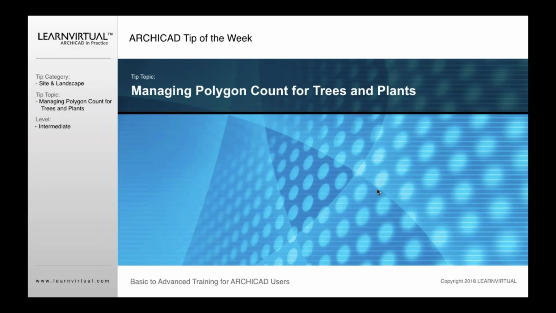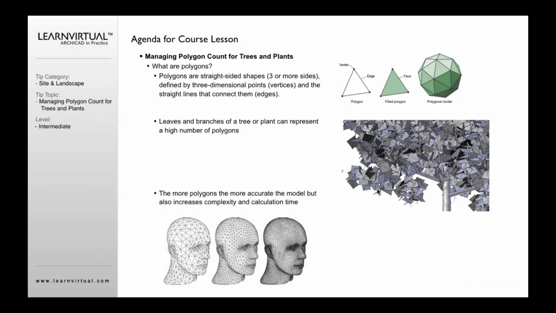Now, as I mentioned, one of the biggest problems we have with trees or plants is managing the polygon count. And if you're not familiar with what polygon count is, polygon count for trees and plants, or for anything actually, are in essence, they look like a triangle. They're basically three or more sides that create a form by bringing together these three-dimensional points.